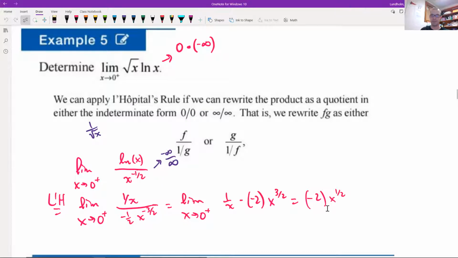And shoot, I should have written the limit again, because we haven't substituted in 0 yet. But now we could. And this thing's just going to go to 0 overall. Cool. All right, let's keep going.